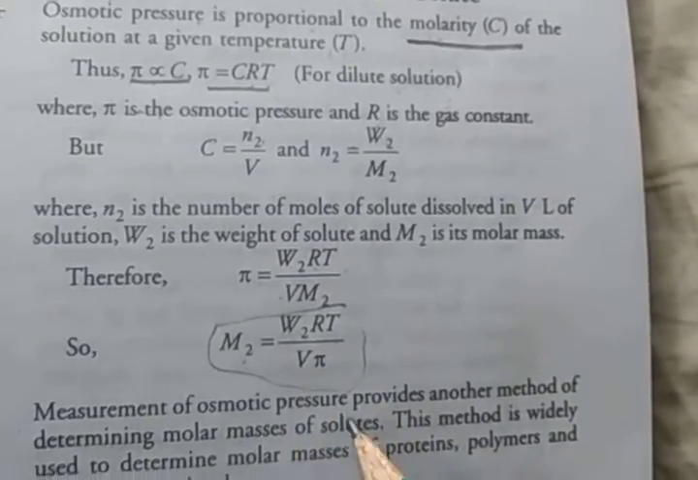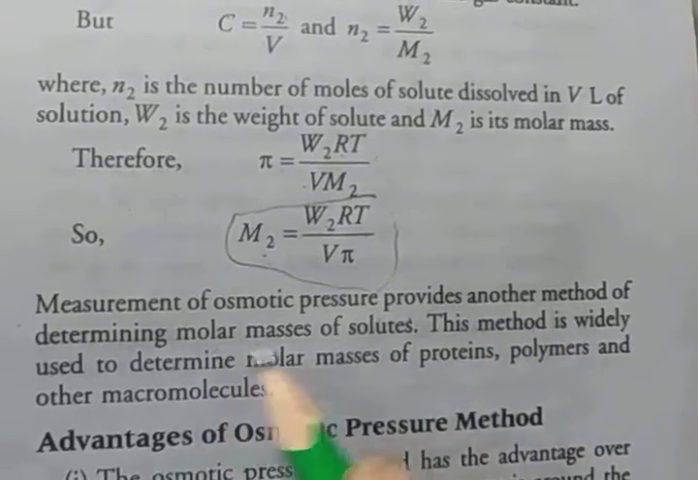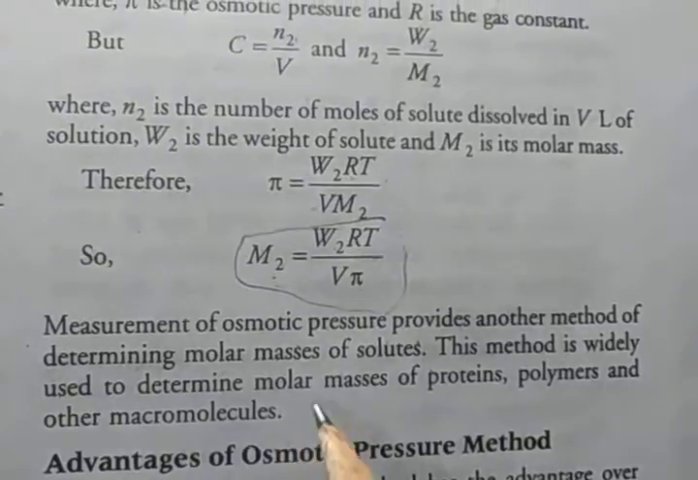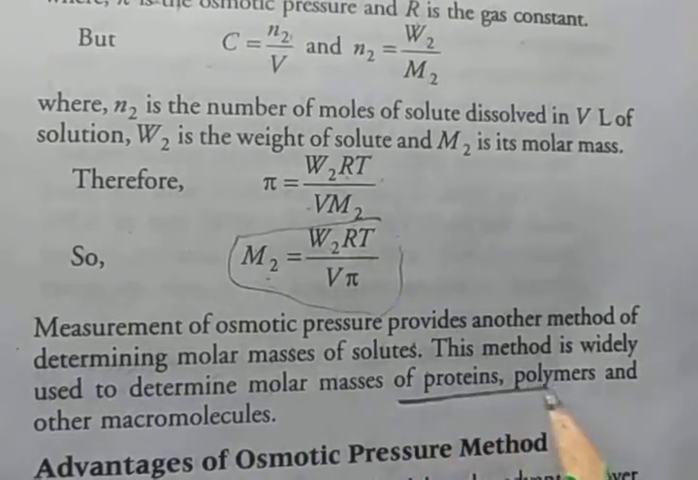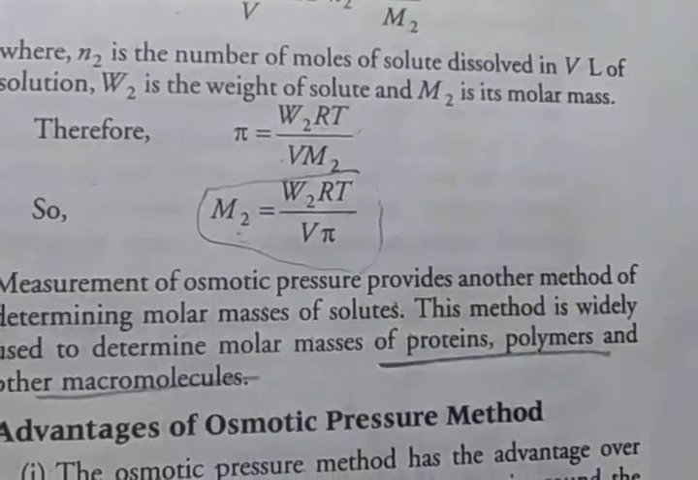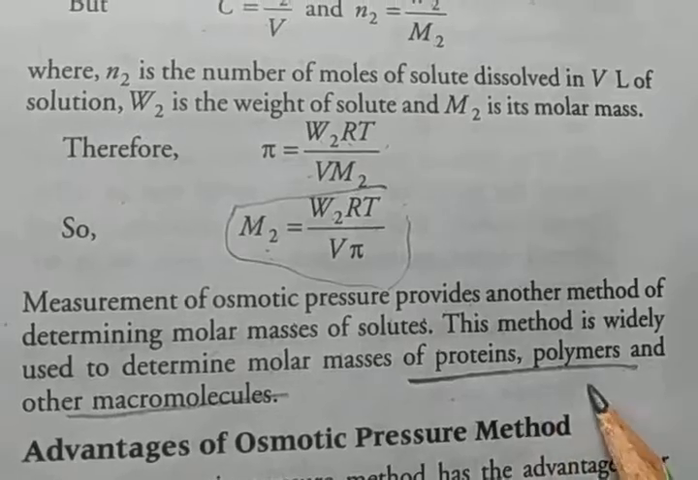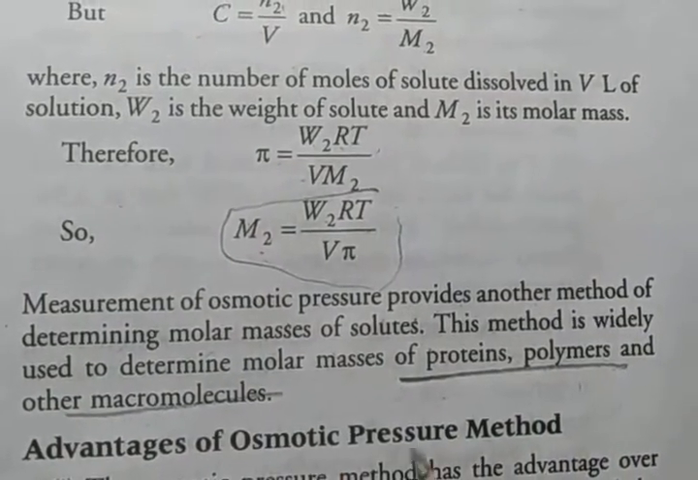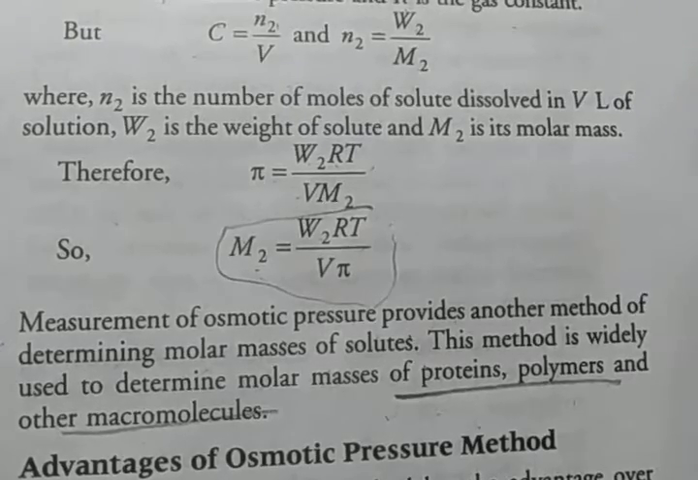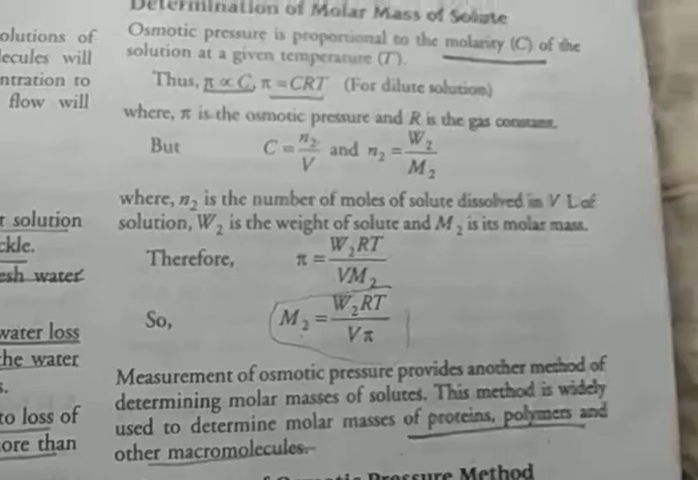Measurement of osmotic pressure provides another method of determining the molar mass of solutes. This method is widely used to determine the molar mass of proteins, polymers and other macromolecules. So whenever the exam asks how to determine the molar mass of proteins, polymers and other macromolecules, we have to use the molar mass of the solute by the measurement of osmotic pressure. Clear? Got it?